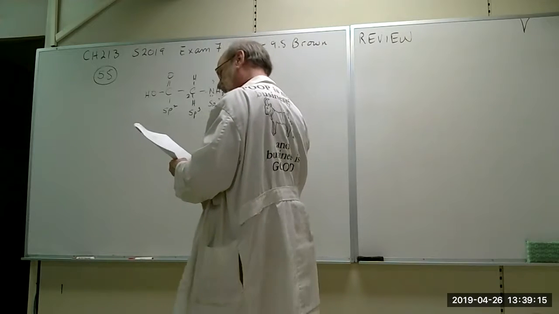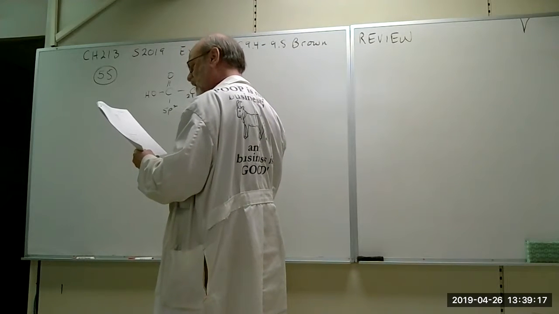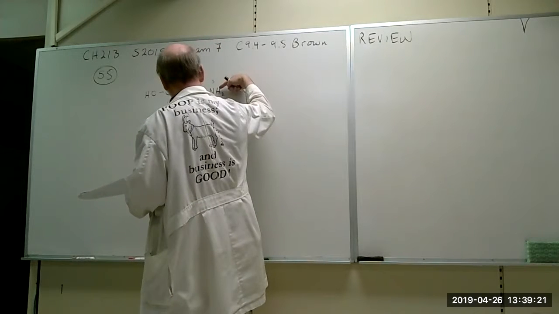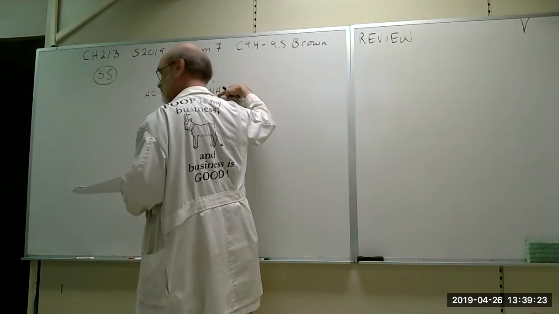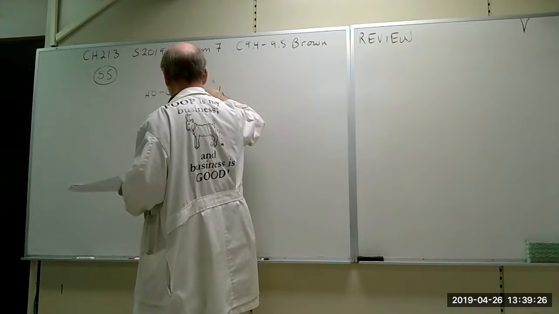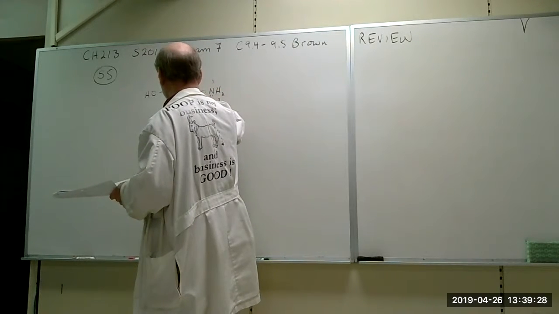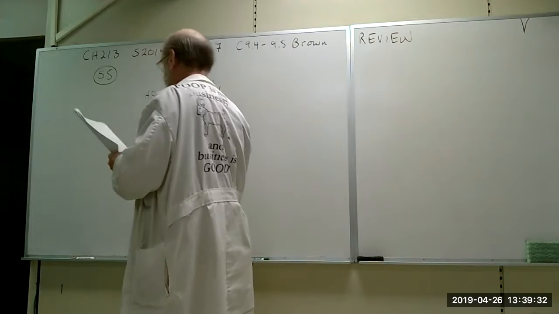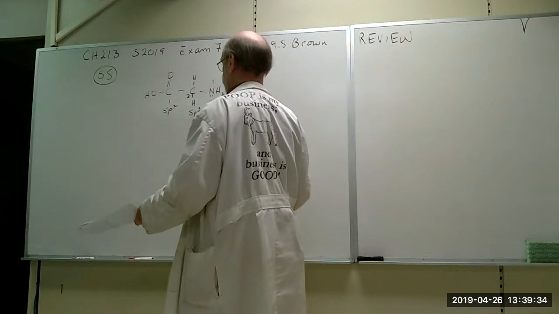Okay. Then what is the total number of bonds in the molecule? Okay. Total number of bonds. We've got 2 here. 1, 2, 3, 4, 5, 6, 7, 8, 9, 10. 10 total bonds. How many pi bonds? Only 1.